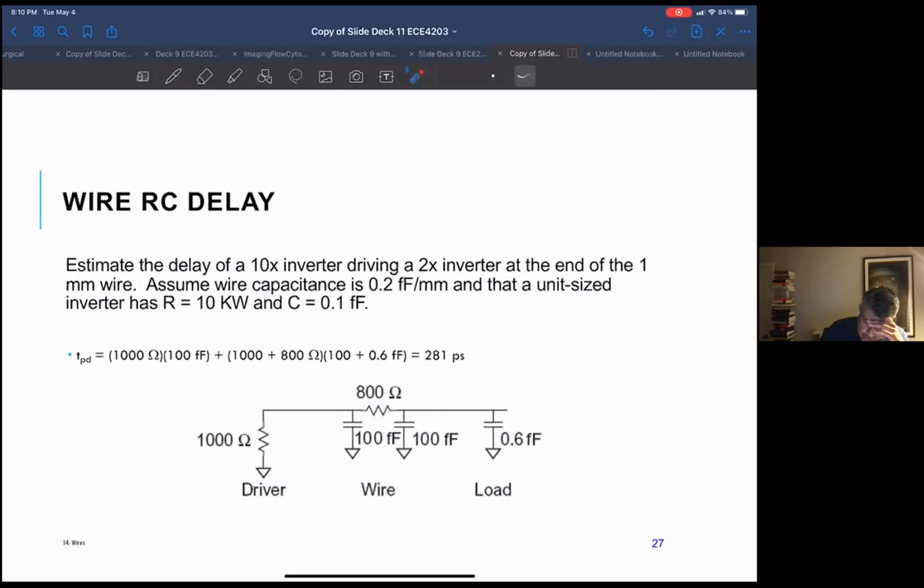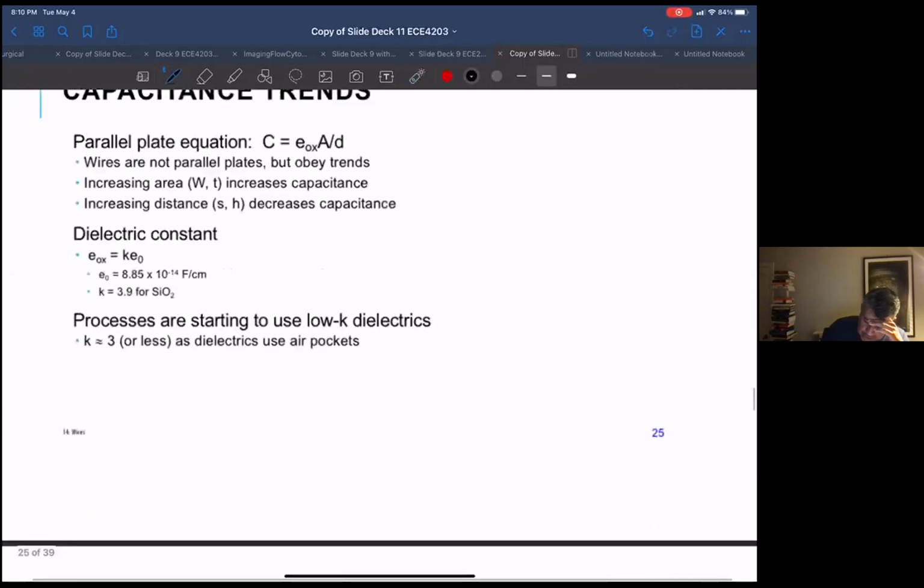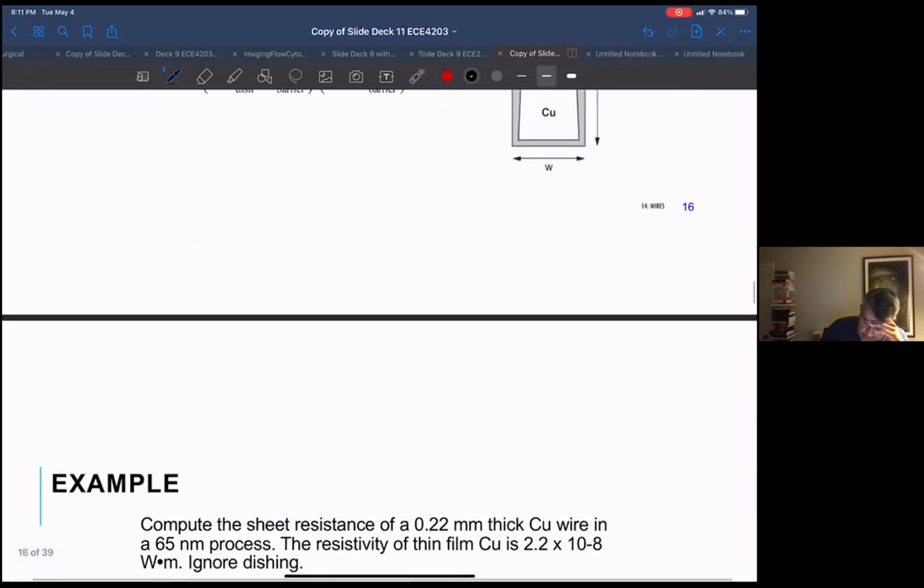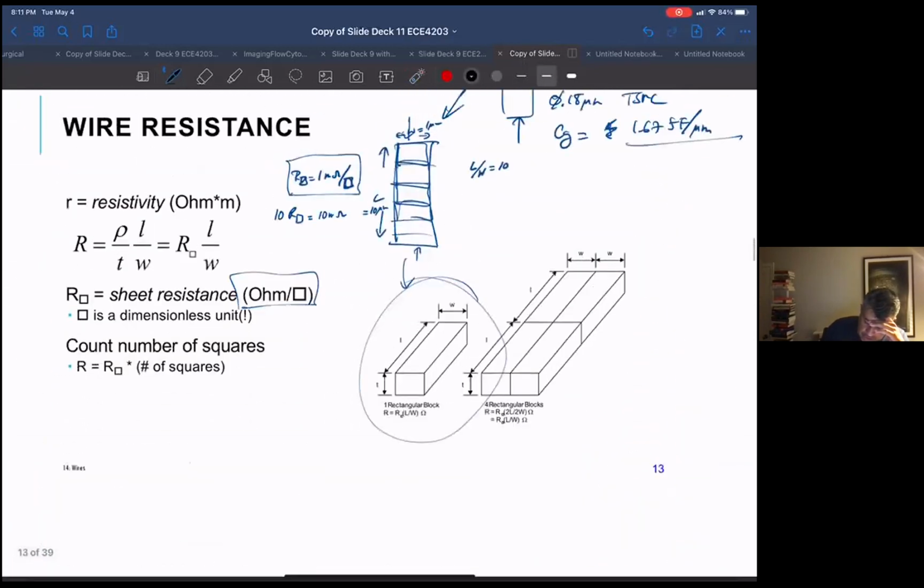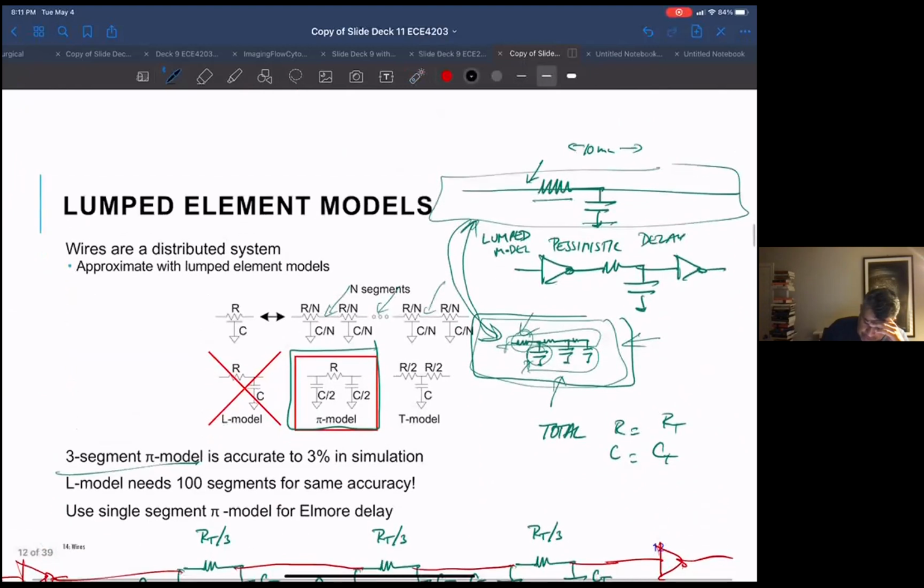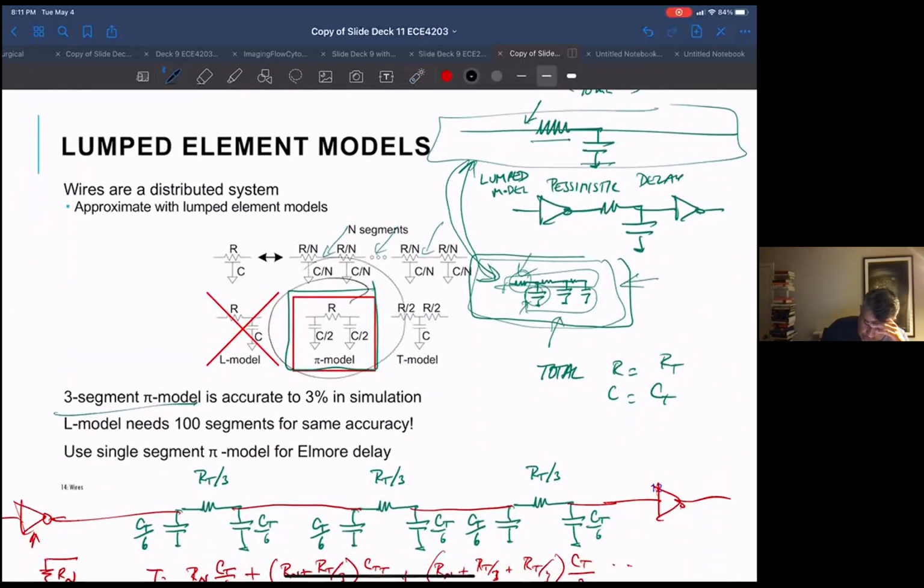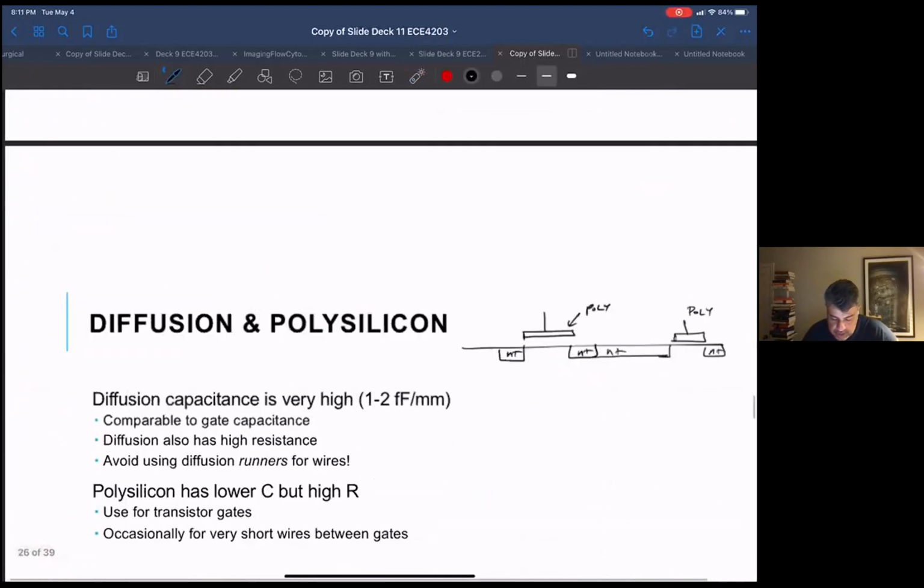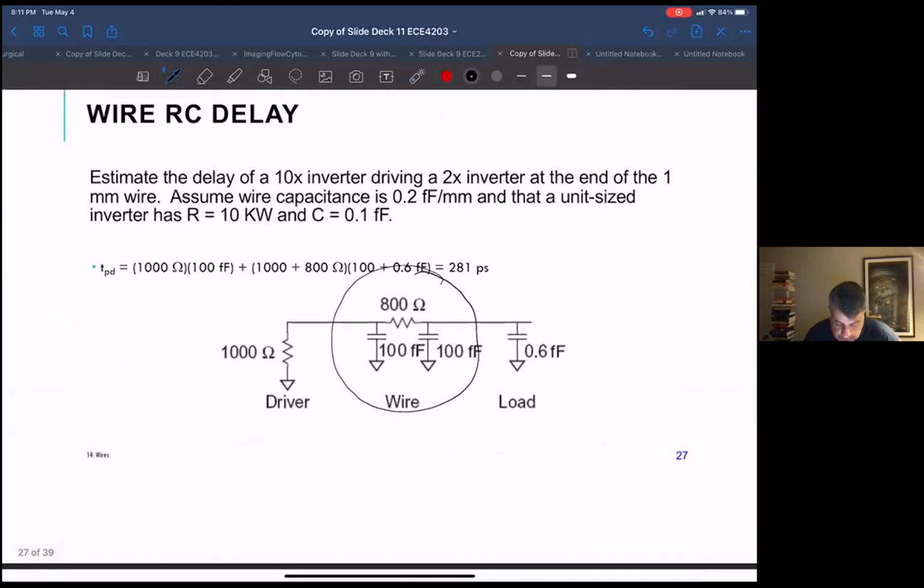Okay, so this Elmore delay. I'm not going to go through this model, but maybe it's worthwhile doing it. This is using a single pi model. Remember that the pi model is very effective at emulating continuous resistance and capacitance. A 3-segment pi model is very accurate, but in this example they just used 1 segment, which is better than nothing. So it's just an example of an Elmore model.